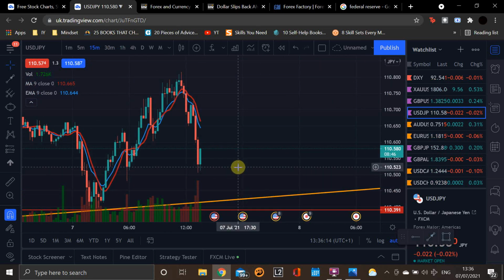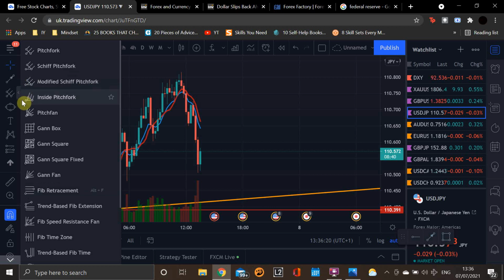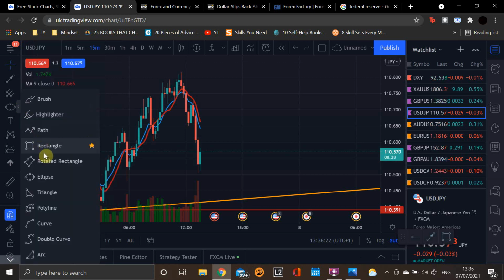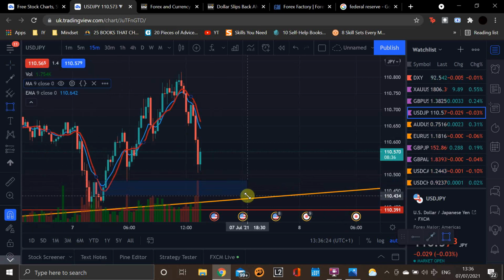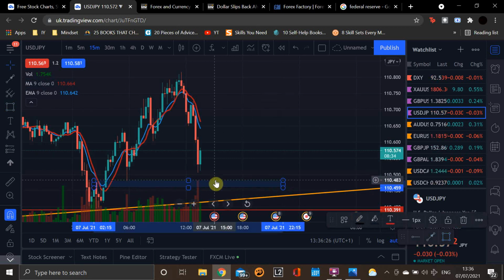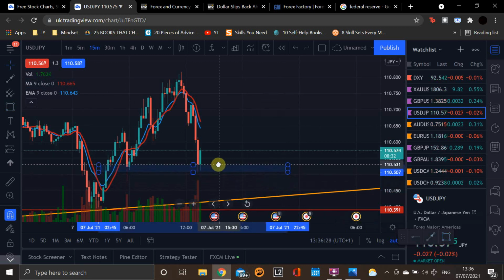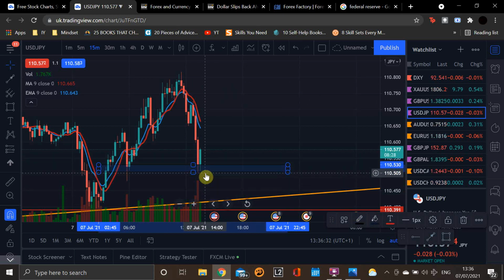Oh, look at this. Made a small resistance for it. On a 15-minute chart, it made a resistance for itself that it's reacting off. And that looks like a piercing pattern. Sorry, it looks like a dark cloud cover.